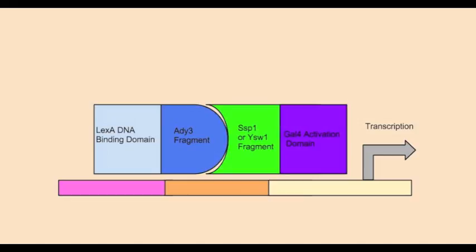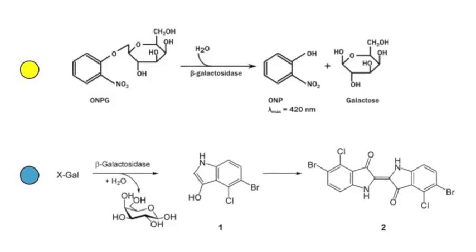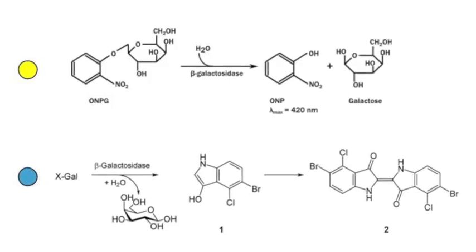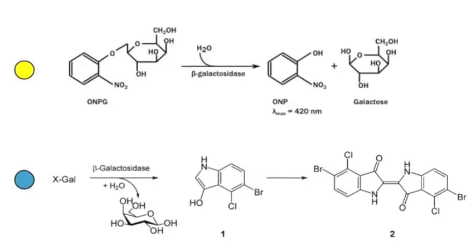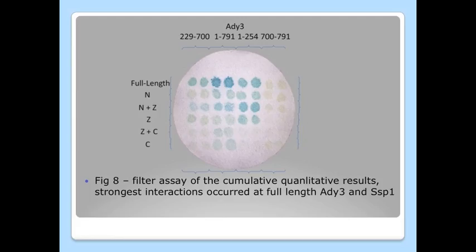The amount of enzyme produced was measured using both qualitative and quantitative color change assays, in which a substrate was attached to either a blue or yellow pigment and was placed in the presence of the reaction such that the enzyme could consume it. The first set of interactions tested was between SSP1 and ADY3.